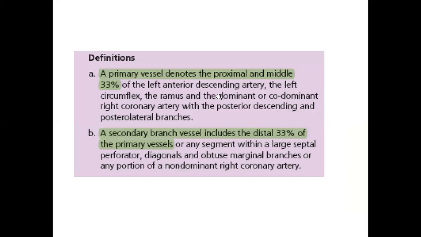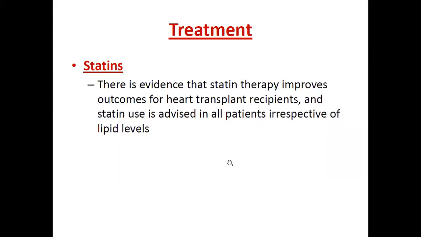The primary vessel is any vessel involving the proximal and middle one third of the coronary artery. The secondary branch is the distal 33% of the primary vessel or any segment with any branches, that is diagonals or obtuse marginal arteries.